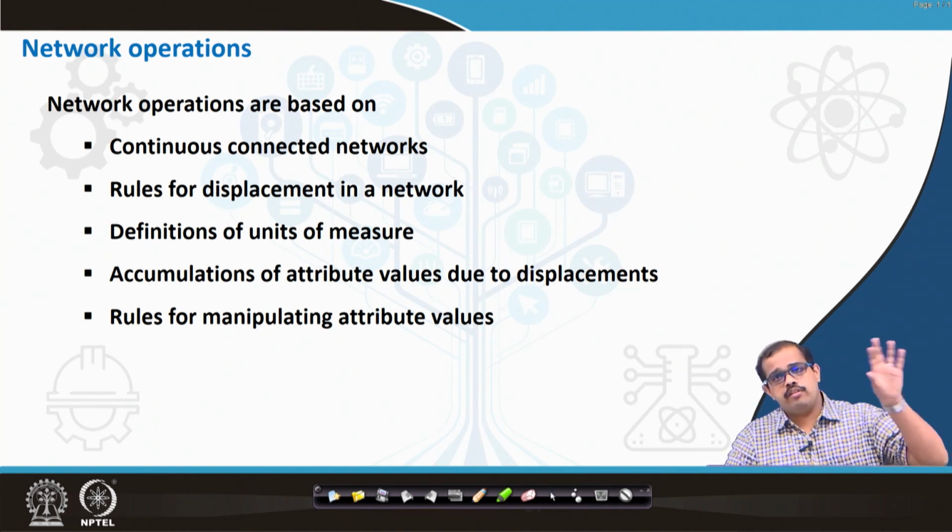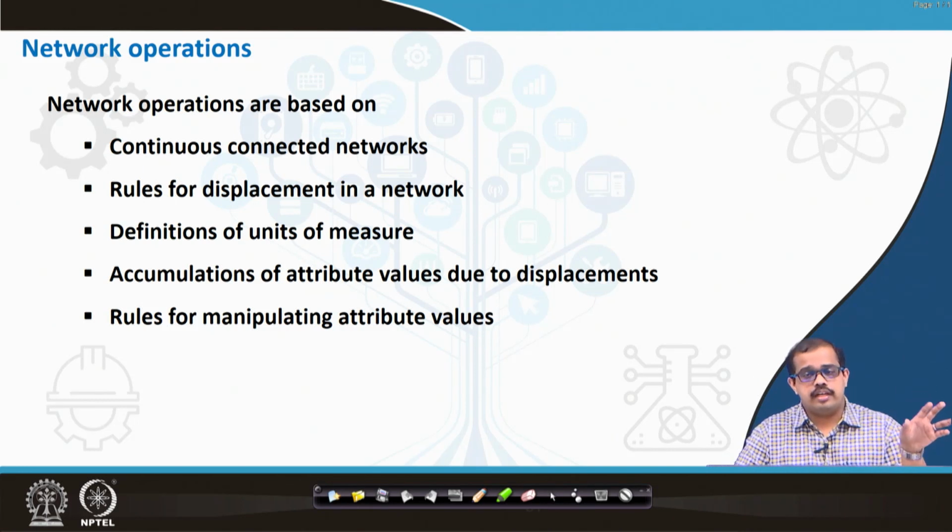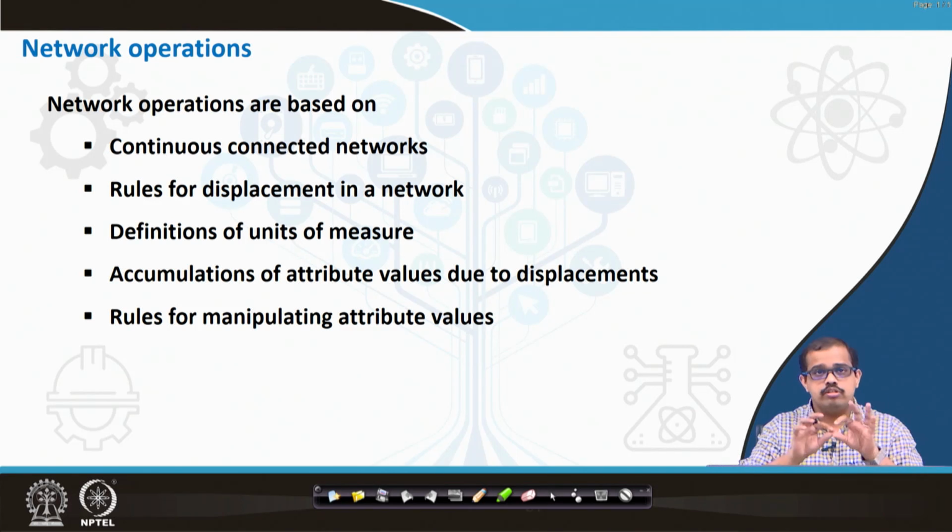For example, I gave an issue of electrical loading and a road network. Both units do not match each other. So, you have to maintain different units for different systems. Please keep this in mind.